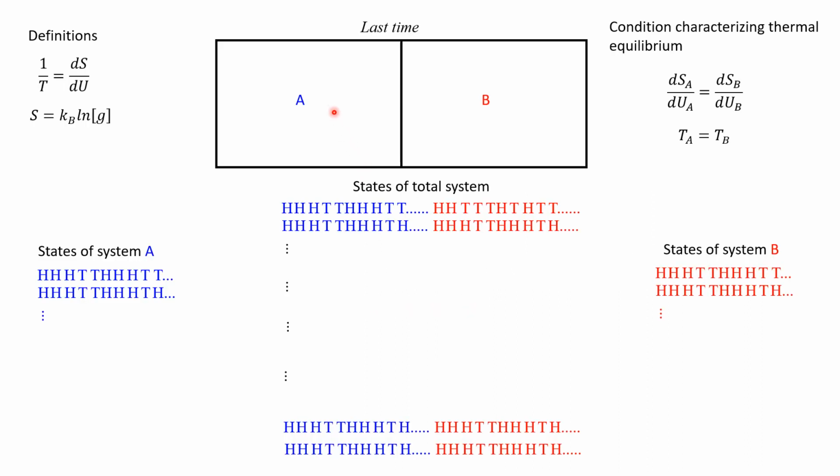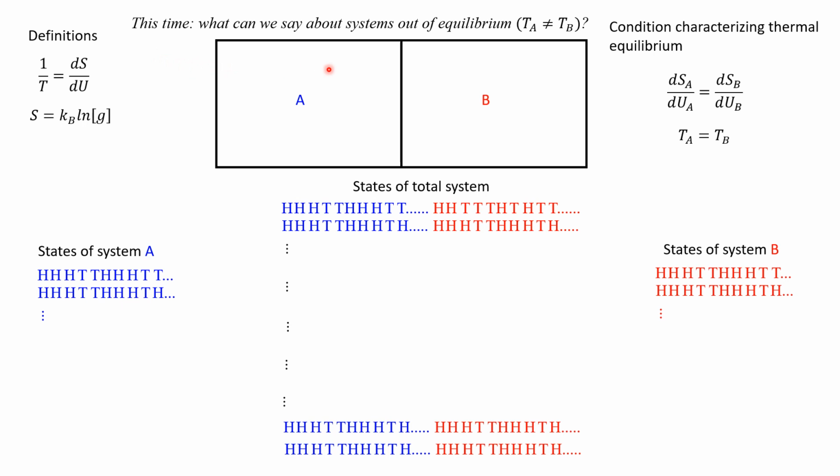So last time, we considered two systems, A and B, in thermal contact and isolated from the universe. And we learned that the states of the total system are formed by combinations of states of system A with states of system B so as to keep the total energy constant. And we also learned that the most probable energy, the energy of equilibrium, is the energy satisfying this condition, that the temperature of system A is equal to the temperature of system B. So this is the condition characterizing thermal equilibrium.